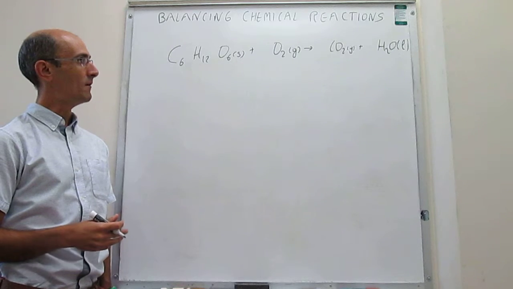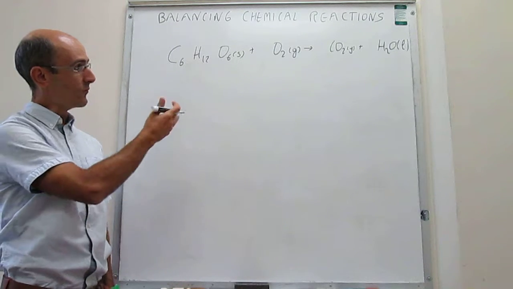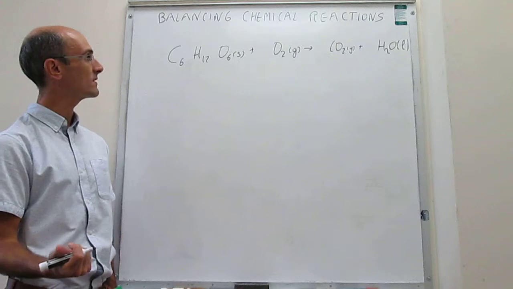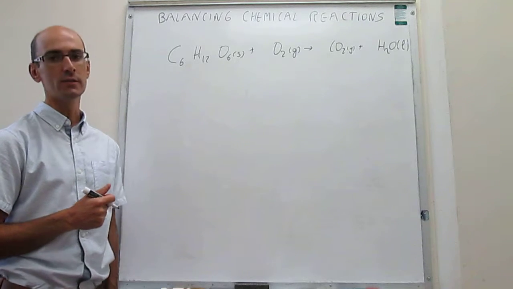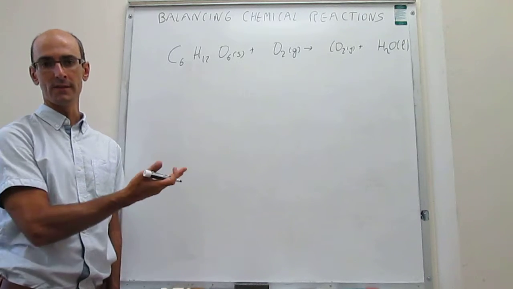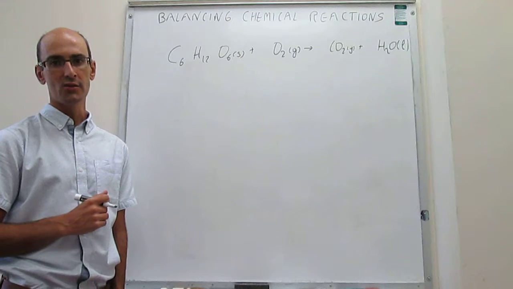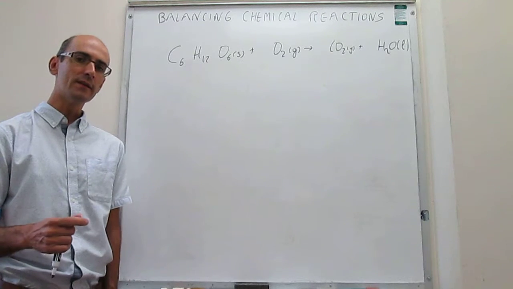Clearly the reagents and products are very obvious, and we also have the physical states: there's a solid, two gases, and a liquid. So the last thing that remains to be done here is to write the appropriate stoichiometric coefficients. So here are the steps.